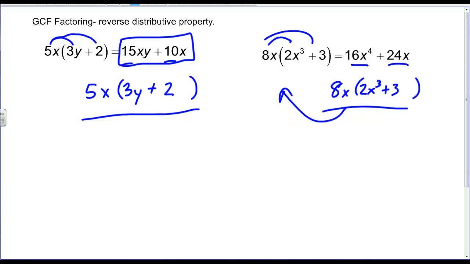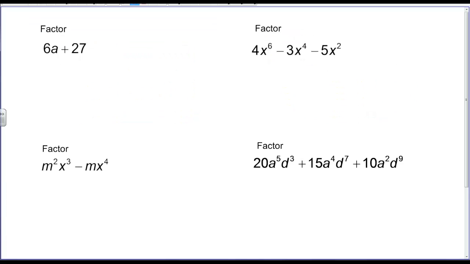So what we're going to do is start going backwards now. I want to factor each of these two terms using greatest common factors. So I look at the two numbers in this case, 6 and 27, and I know that they have a 3 in common. There's no a in the 27, just in the 6, so I know that this 3 is my GCF.